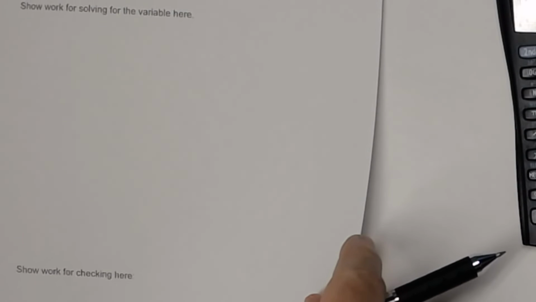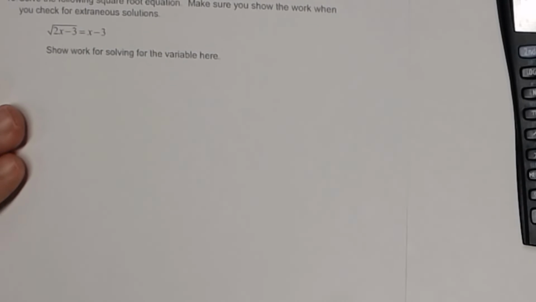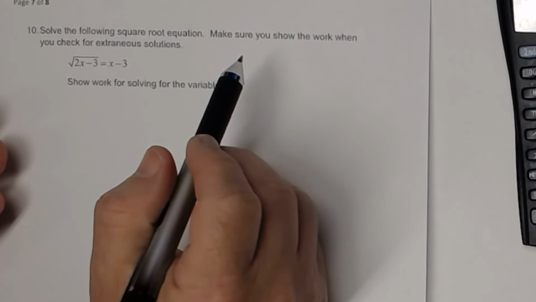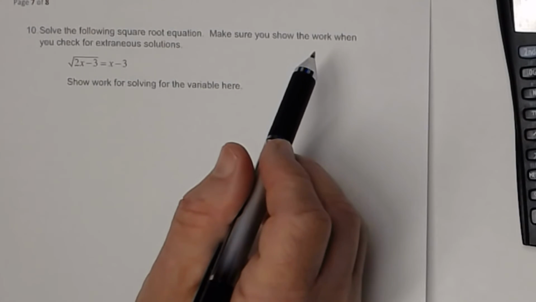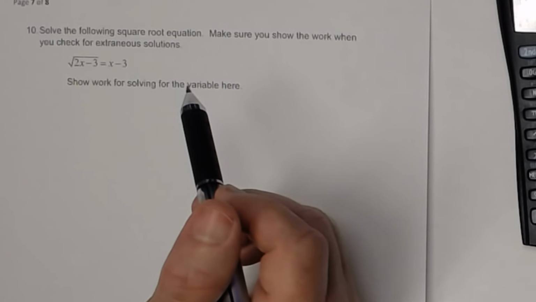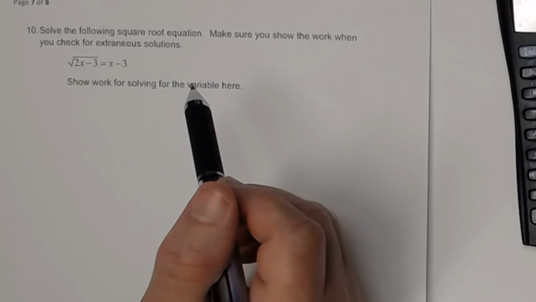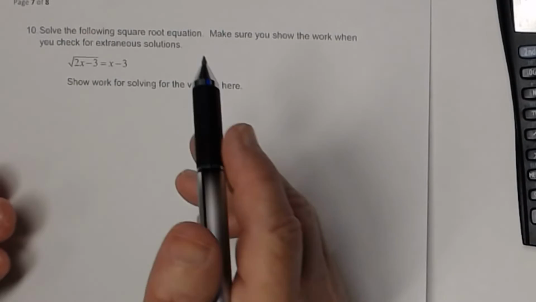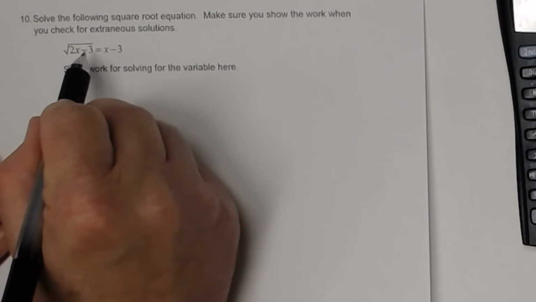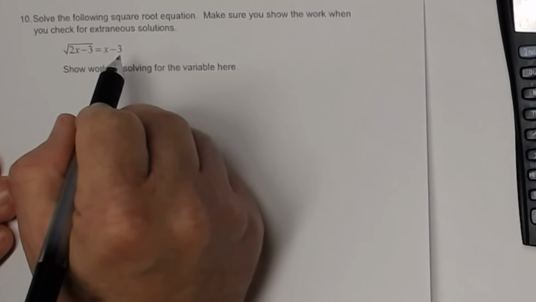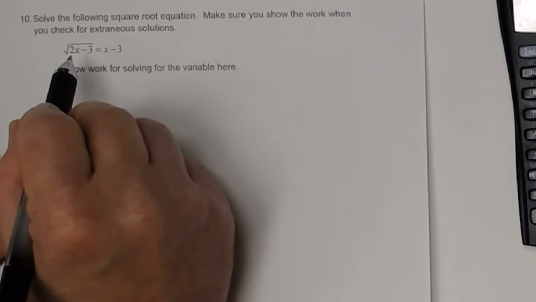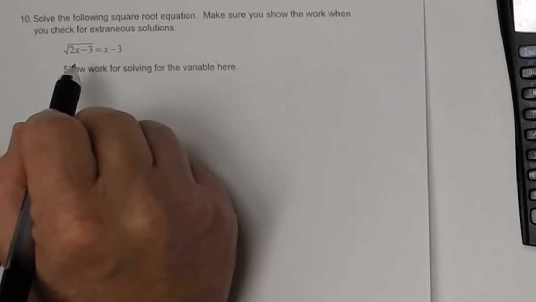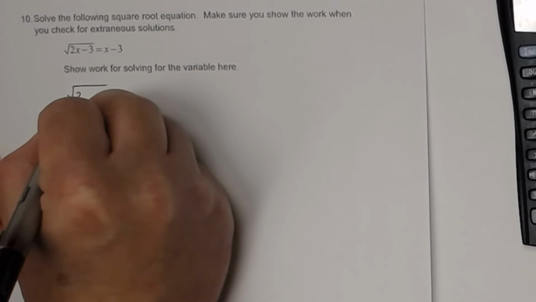So number 10, you have this radical equation. And I'm even telling you some things that some of you would forget to do. I'm telling you, make sure you show the work when you check for extraneous solutions. So I'm even reminding you to check for extraneous solutions. Notice I have this radical equation and I have the variables on both sides. Now, what I need to do is get rid of this radical symbol, the square root symbol, and it's already by itself.